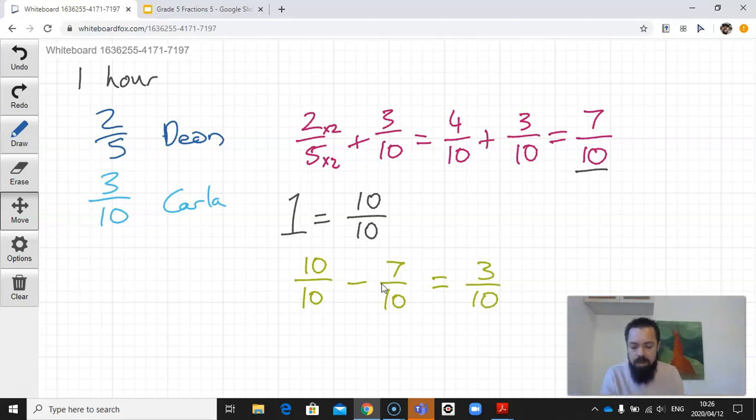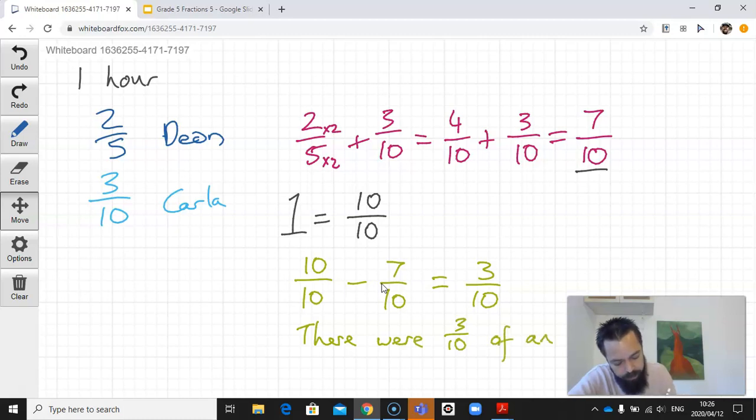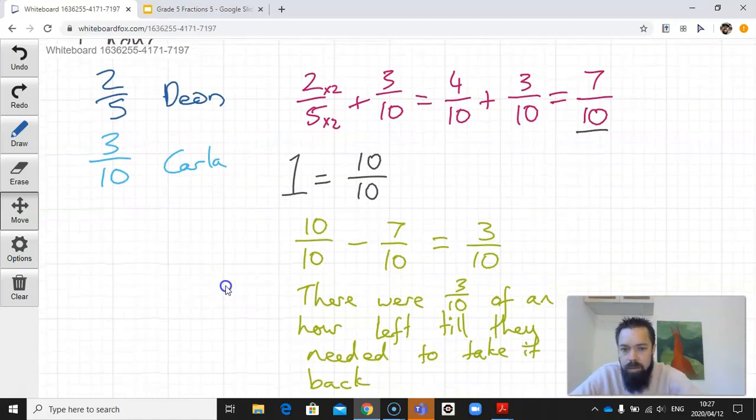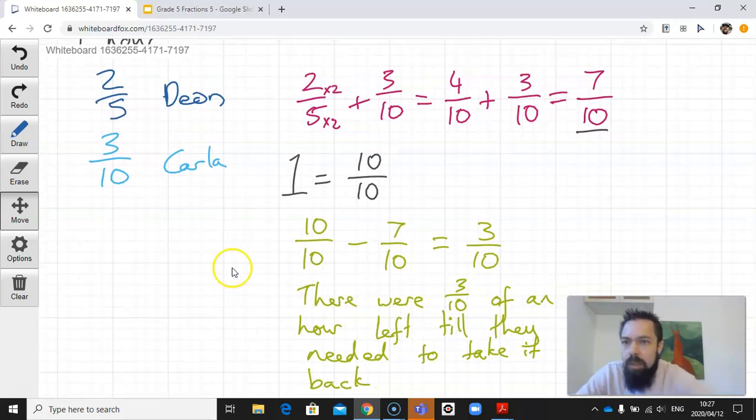Now, the question didn't ask you to turn it into minutes. It just asked you to find out how much time is left till they needed to take it back. So you could leave your answer as 3/10. But it's a word problem, so we need to write a word answer. There were 3/10 of an hour left till they needed to take it back. All right, good.